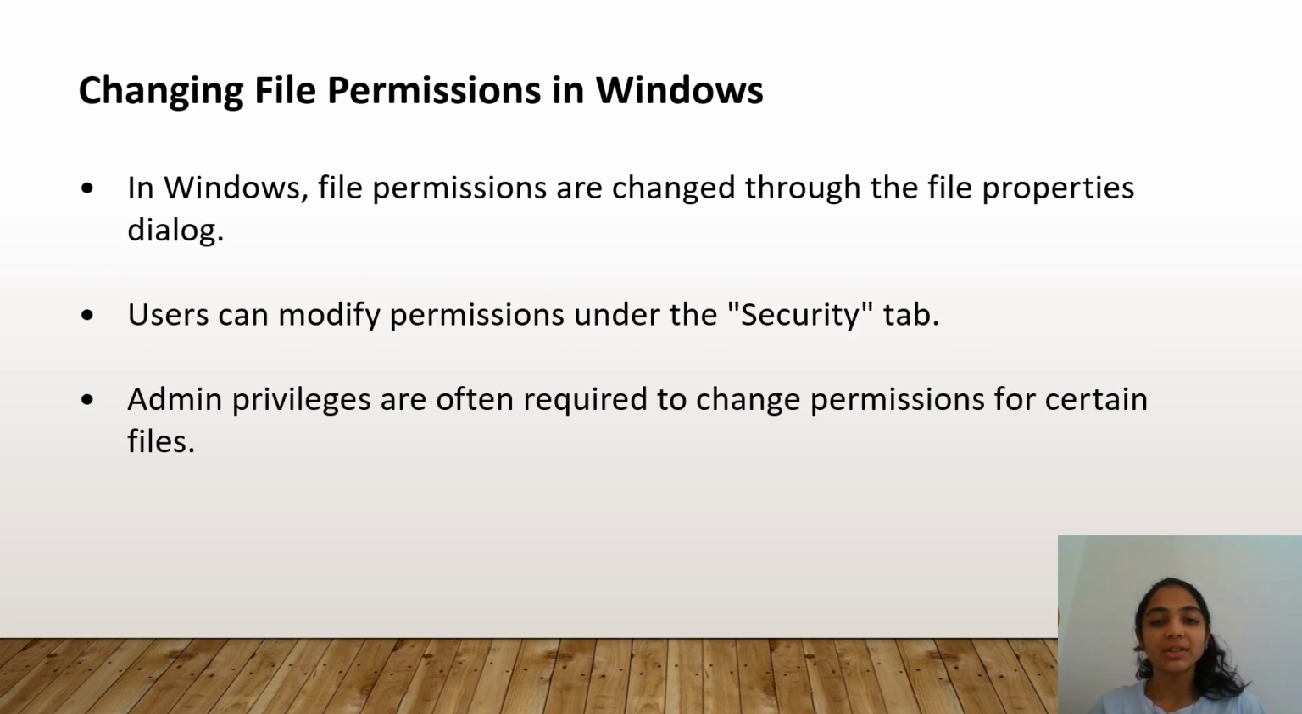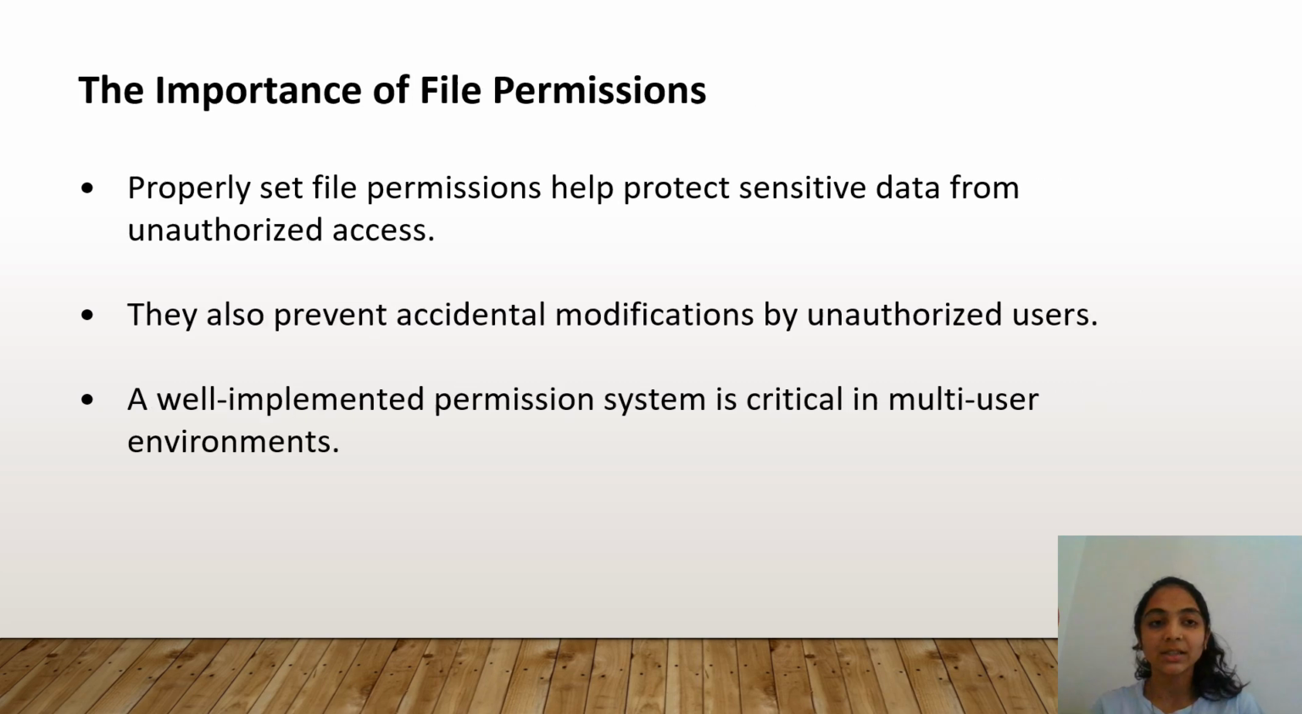Changing file permissions in Windows. In Windows, file permissions are changed through the File Properties dialog. Users can modify permissions under the Security tab. Admin privileges are often required to change permissions for certain files.